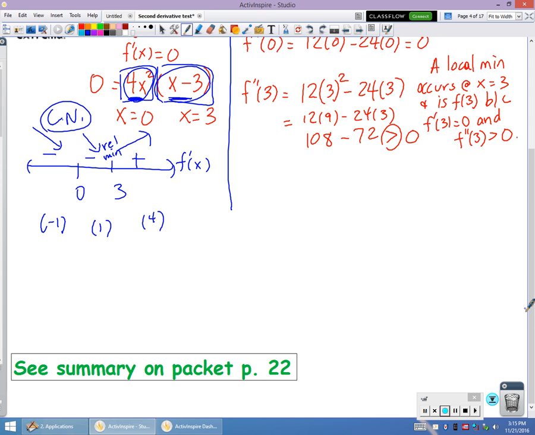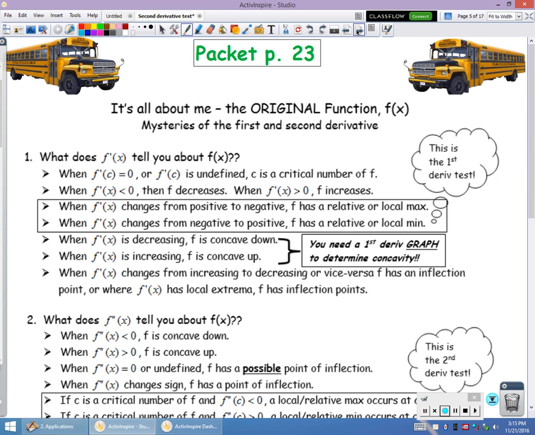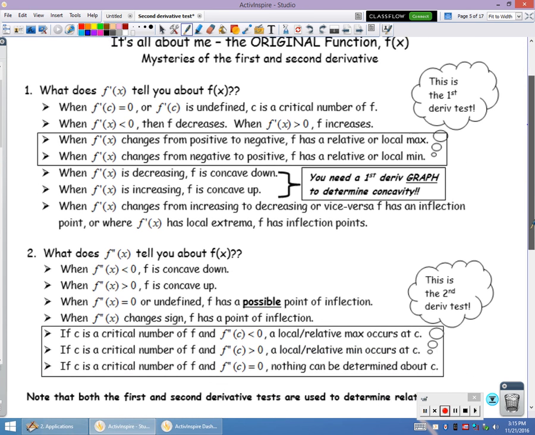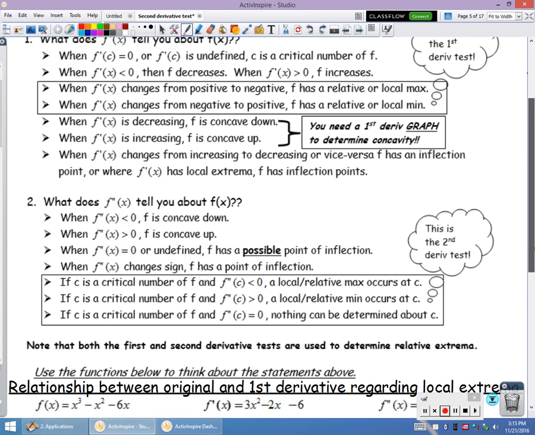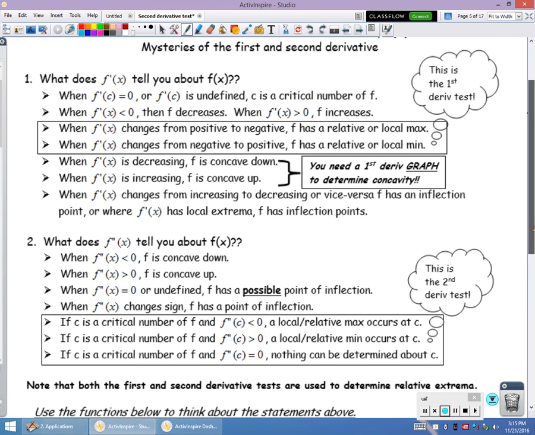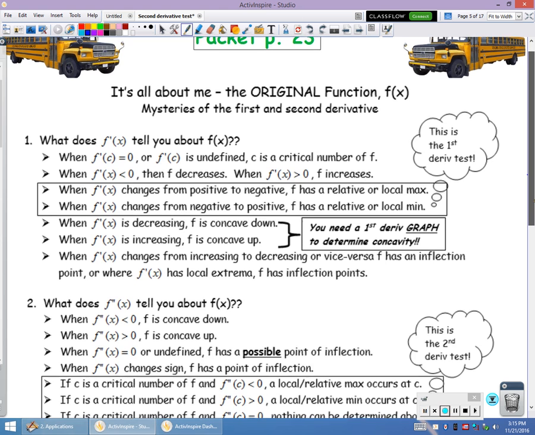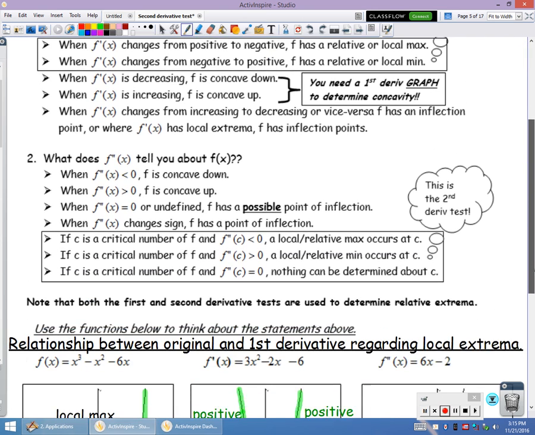Now, if you're in my class, you can turn in your packet to page 21 and see a summary of the second derivative test, or I'm sorry, to page 22, unless I've updated the packet and the page numbers changed, but you'll find that summary. On page 23 in your packet, you will find what I call the All About Me sheet. The beauty of this sheet is that it summarizes everything we've been talking about regarding the first derivative test, the second derivative test, the concavity. So I would very much encourage you to take a look at page 23.